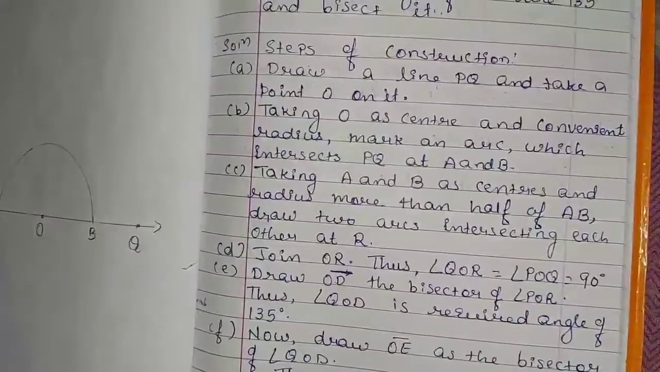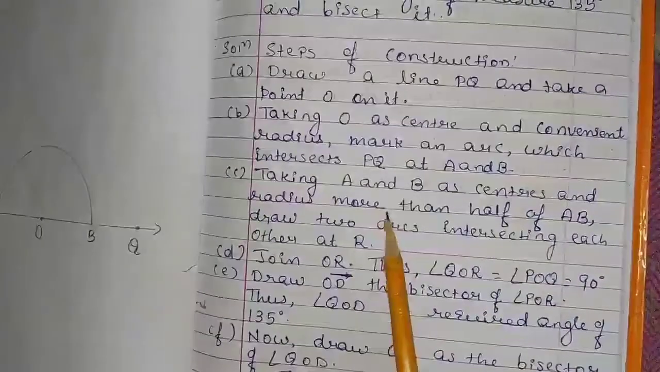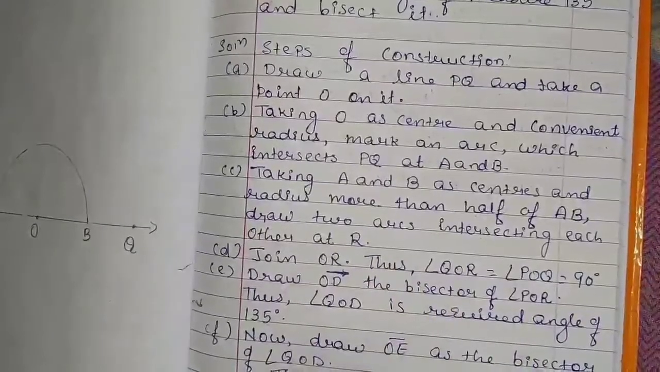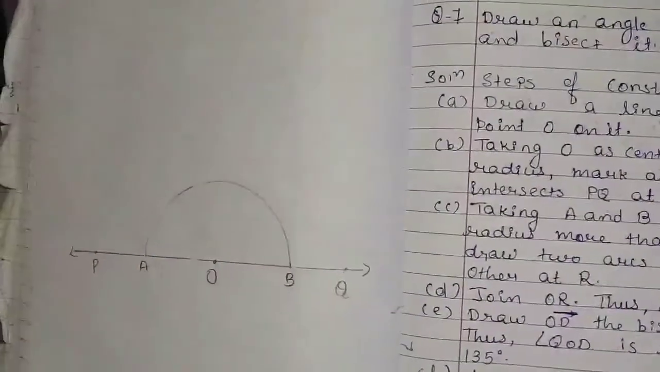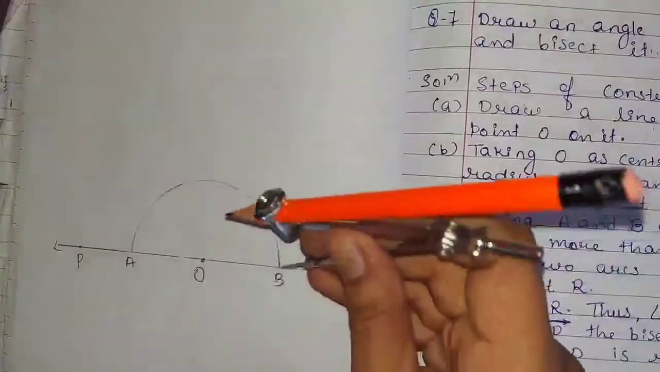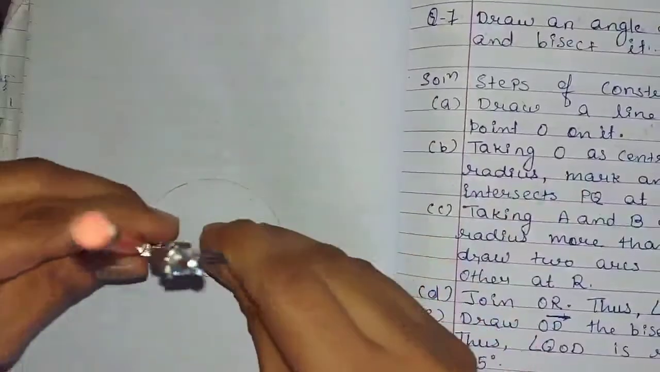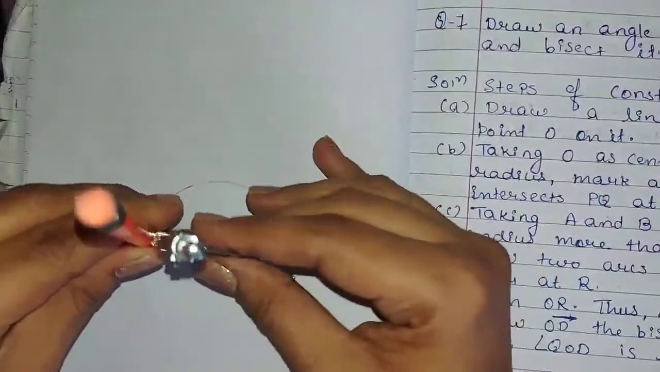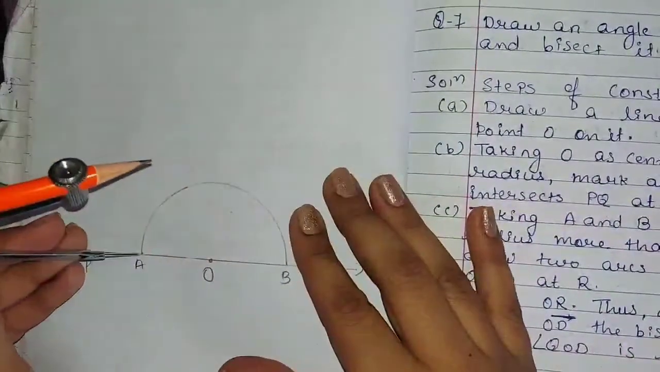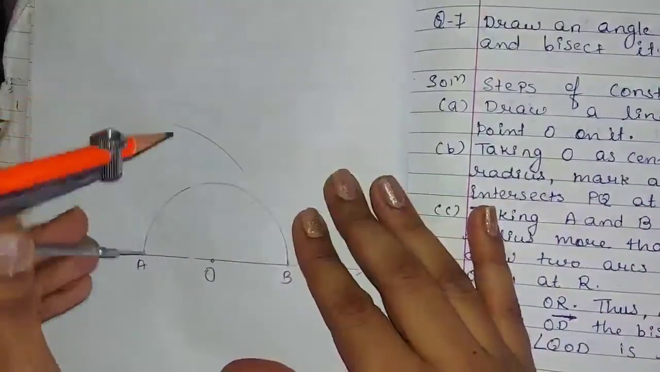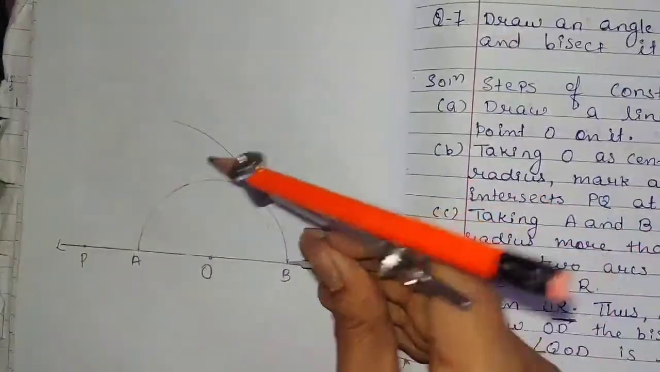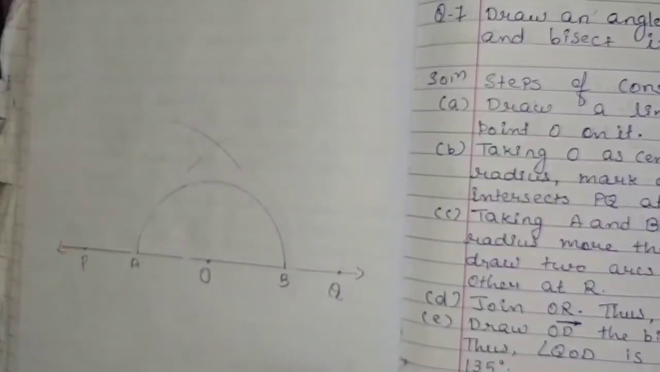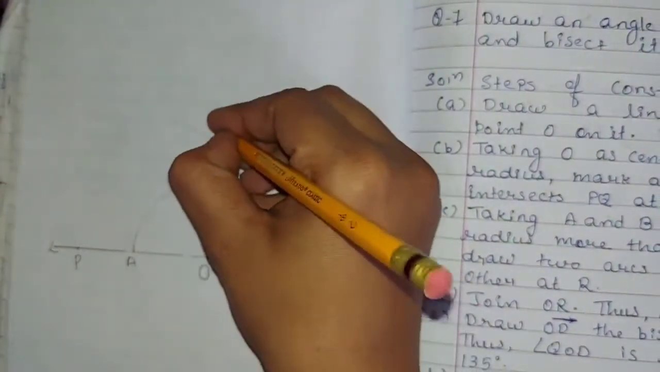Taking A and B as centers and a radius more than half of AB, draw two arcs intersecting each other at R. So here, this is the distance AB. Now more than half of it is this. Take A as a center, let us mark one arc. Take B as a center, let us mark another arc. And students, this intersecting point we have to mark as R.